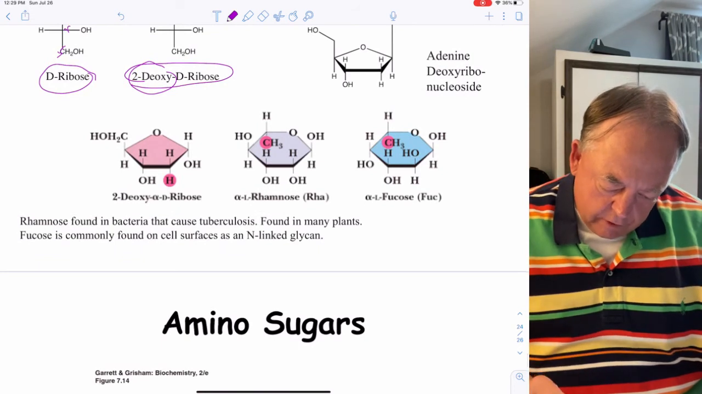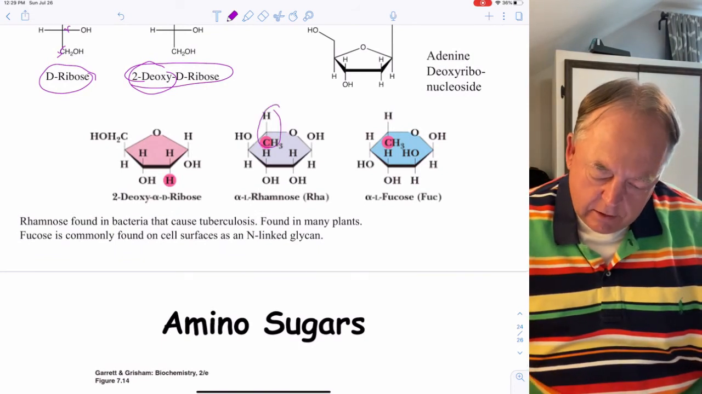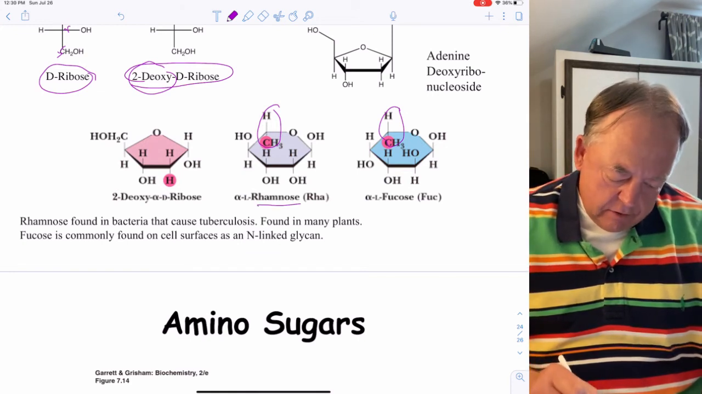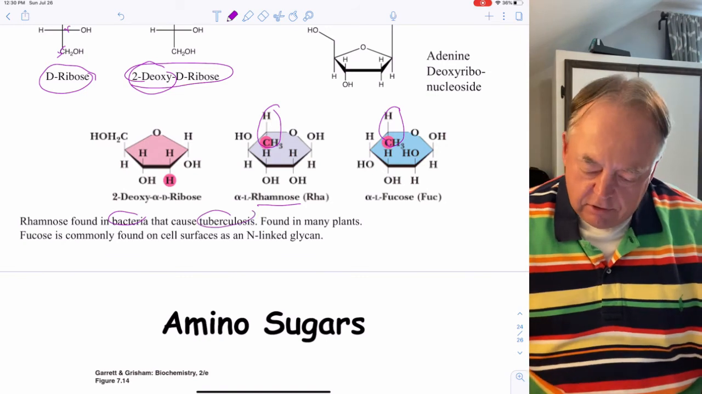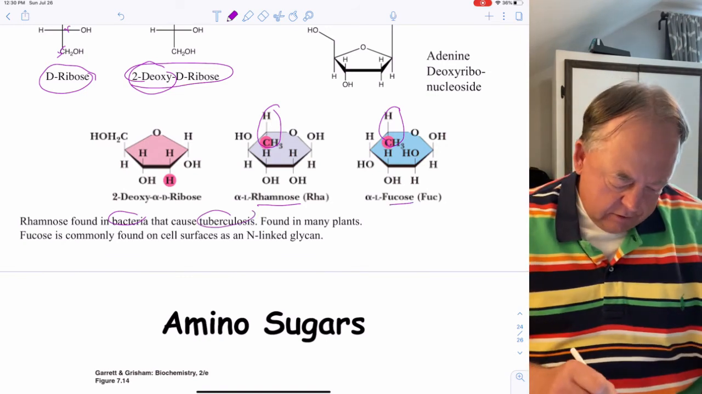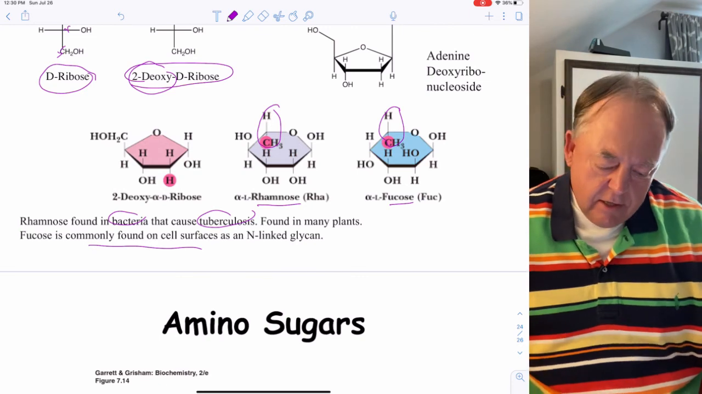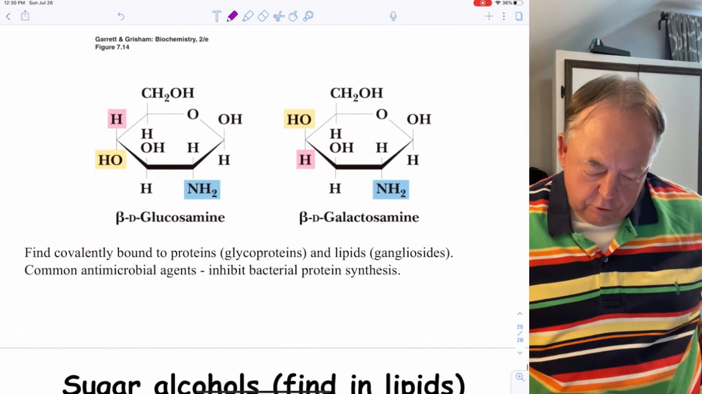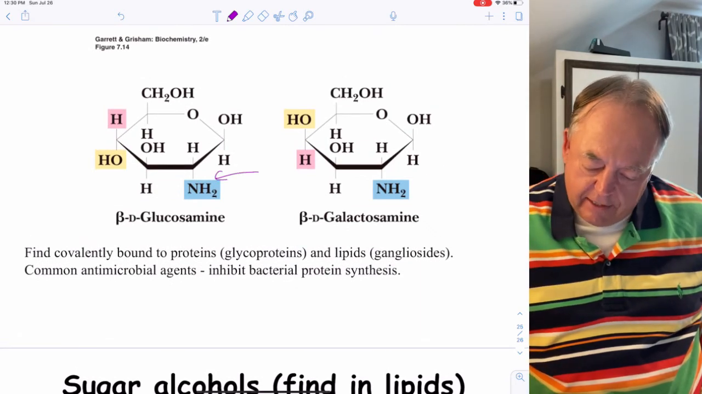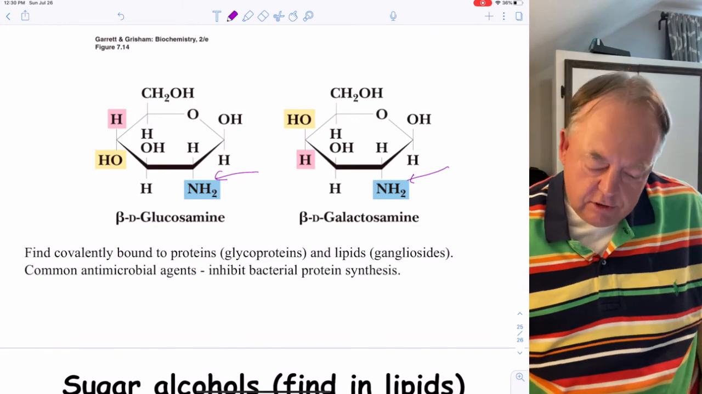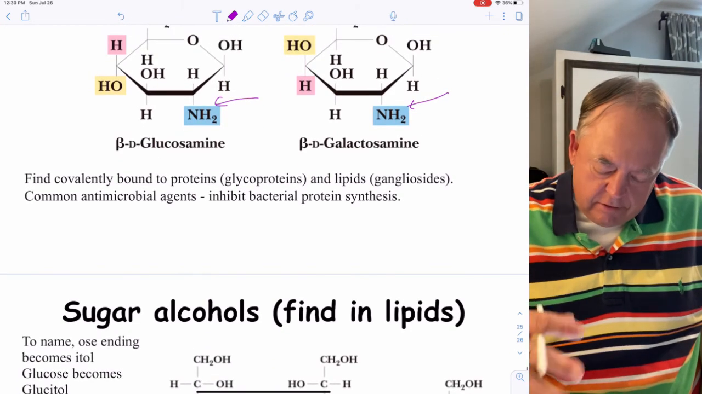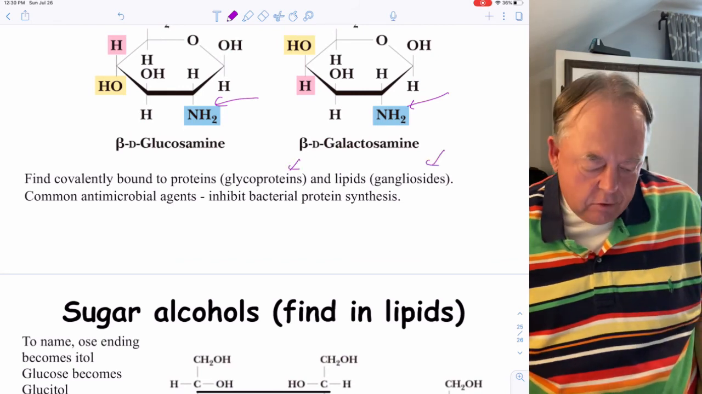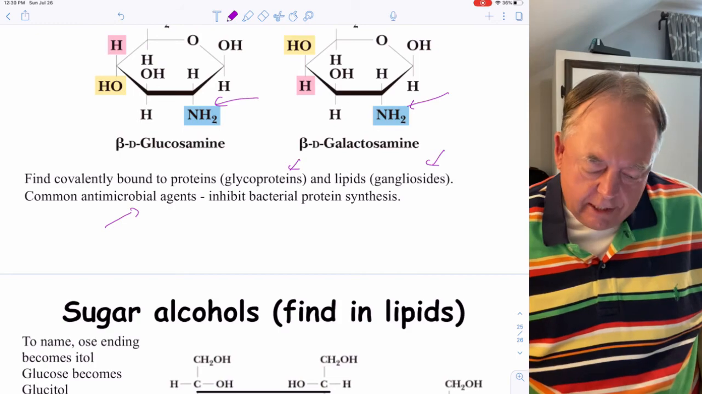So other derivatives of carbohydrates where you're missing an OH group. So this would be rhamnose, which is found in bacteria that cause tuberculosis. Fucose, this is commonly found in cell surfaces and in meat glycans. Amino sugars, so you commonly find the second carbon replaced with nitrogen, and these form important biological molecules such as glycoproteins and gangliosides. You find them in antimicrobial agents.